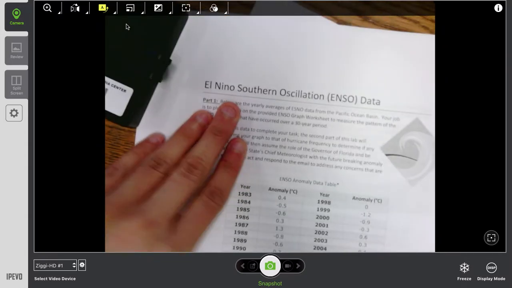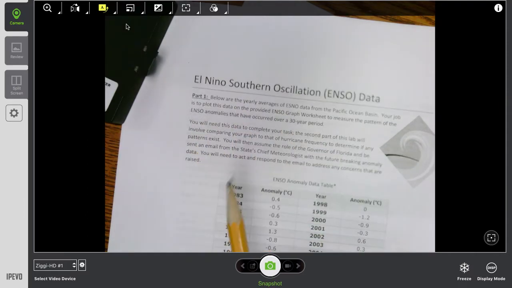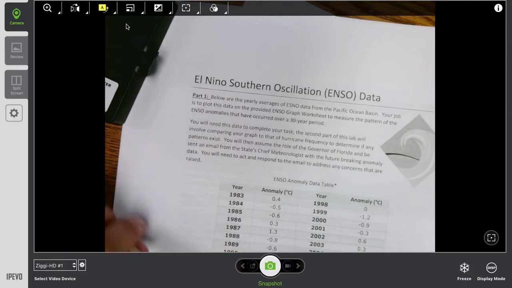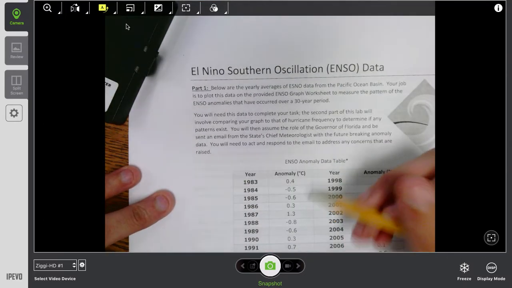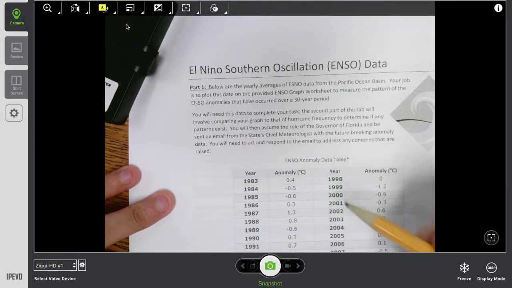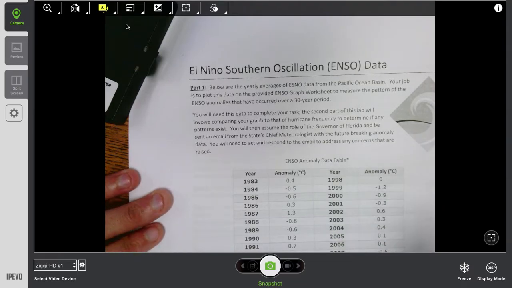Alright, so we have just finished our notes on natural causes of climate change, and today our assignment is going to look at the El Nino phenomenon, or the El Nino Southern Oscillation, which is abbreviated ENSO. So the purpose of this, we want to see when El Ninos are happening and when La Ninas are happening. And we want to see, does that have an effect on hurricanes in the Atlantic Ocean?